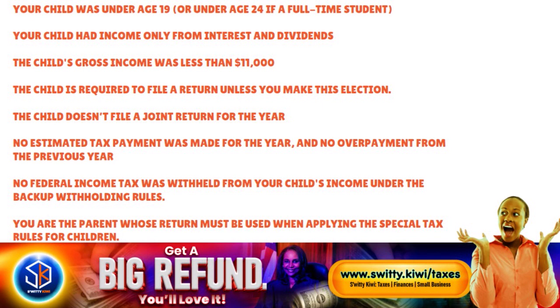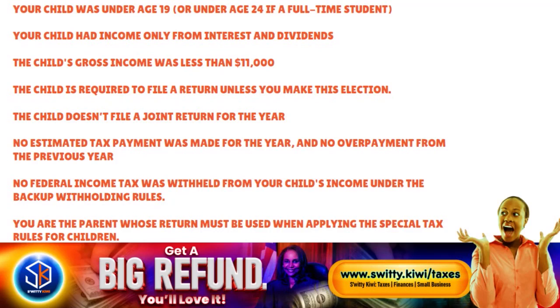Your child had income only from interest and dividends, including capital gain distributions and Alaska Permanent Fund dividends. If you have brokerage statements to back up your claims, you are good to go. You have to have some kind of proof though. You can't just say, my child qualifies. The IRS wants you to substantiate everything you say.